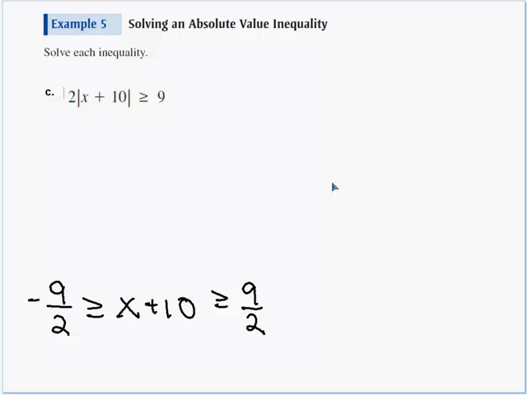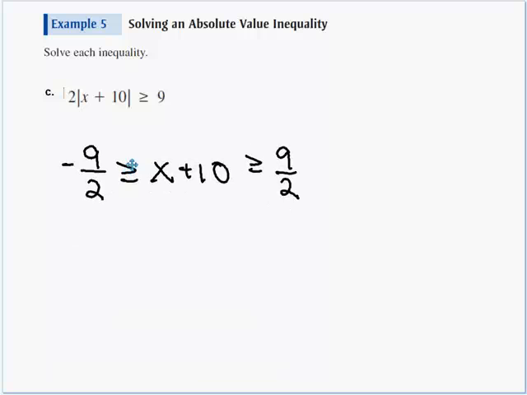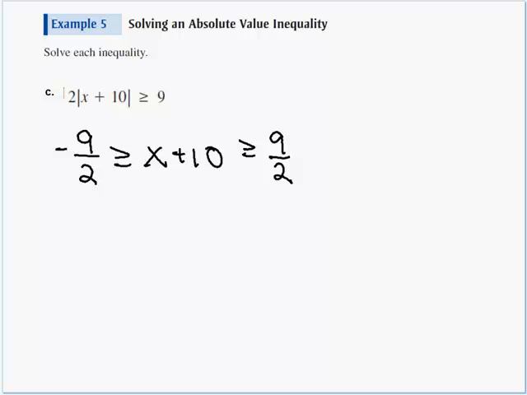So, of course, we are going to subtract 10. And another way to think of 10, since we got halves on either side, 9 halves, 10 is 20 halves.